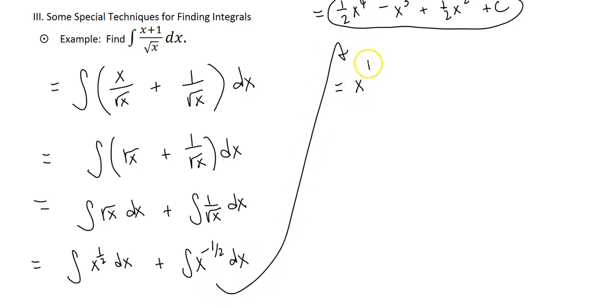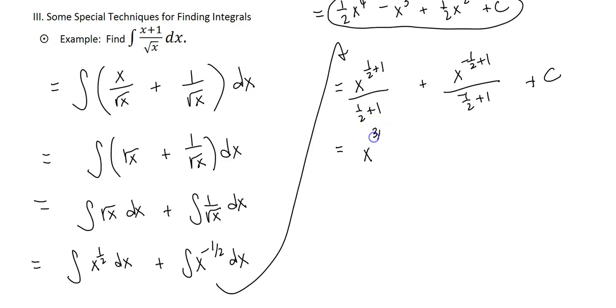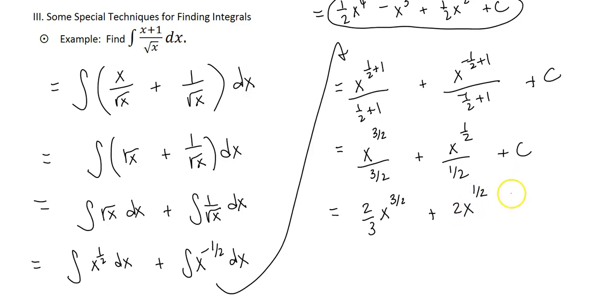So this first integral would be x to the 1/2 plus 1 over 1/2 plus 1. And the second one would be x to the negative 1/2 plus 1 over negative 1/2 plus 1. And this is all plus c. So this will be x to the 3/2 over 3/2 plus x to the 1/2 over 1/2 plus c. And if I flip my fractions, I get 2/3 x to the 3/2 plus 2x to the 1/2.